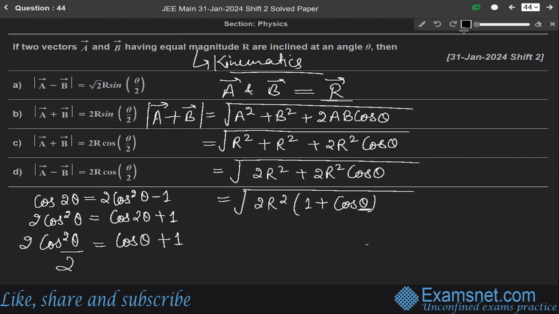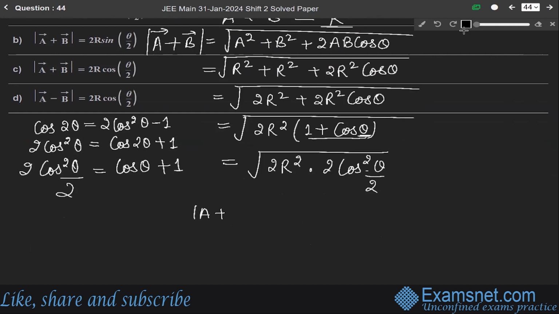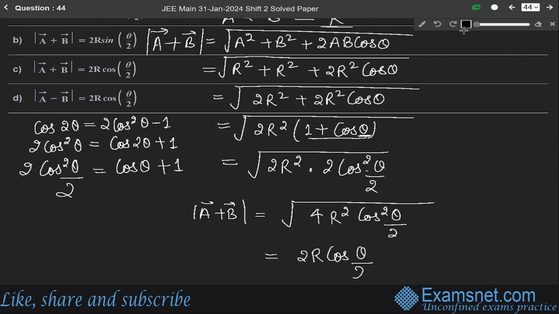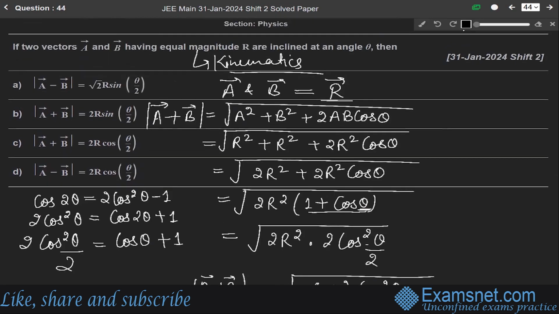So in place of 1 plus cos theta, write 2 cos square theta by 2. So modulus of a plus b becomes under root of 2r square into 2 cos square theta by 2. Now this will become modulus of a plus b vector equals under root of 4r square cos square theta by 2. So it will be equal to 2r cos theta by 2. This is our final answer. So the correct option is modulus of a plus b equals 2r cos theta by 2, option C.